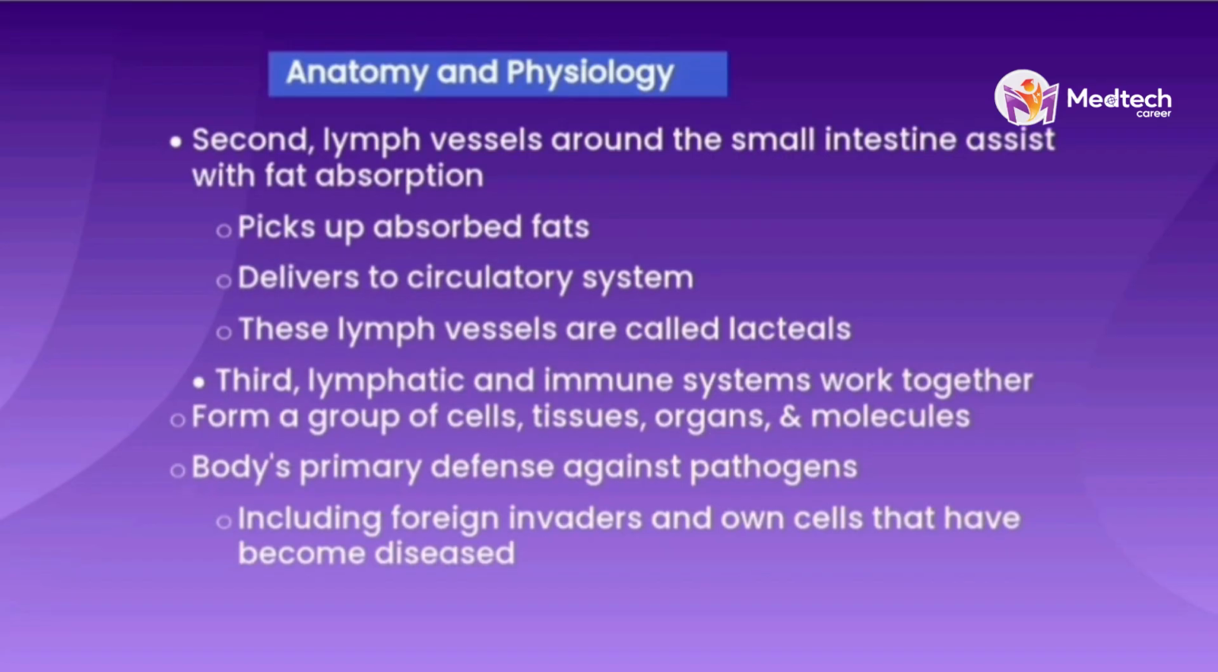The lymph vessels around the small intestine assist with fat absorption. So it picks up absorbed fats and delivers them to the circulatory system. These lymph vessels are called lacteals. So the third one: the lymphatic and immune system work together and form a group of cells, tissues, organs and molecules. So it is the body's primary defense against pathogens. It includes foreign invaders and the body's own cells that have become diseased. So these are the anatomy and physiology of the lymphatic system.